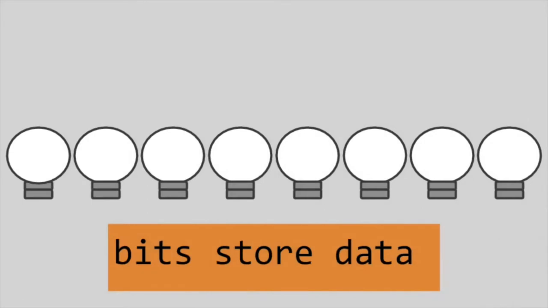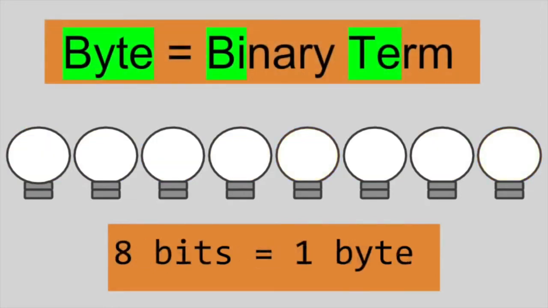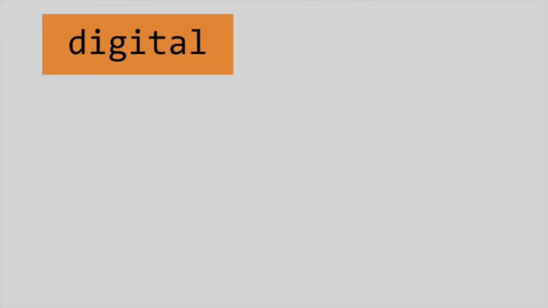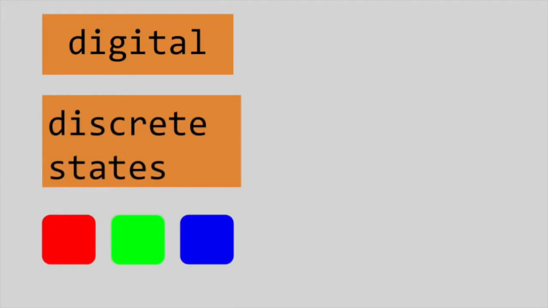From these simple bits, computers string together large sequences of 1s and 0s to represent complex data and instructions. A string of 8 bits is referred to as a byte. Byte is short for binary term. Since these on or off signals are composed of finite states, we call them digital.